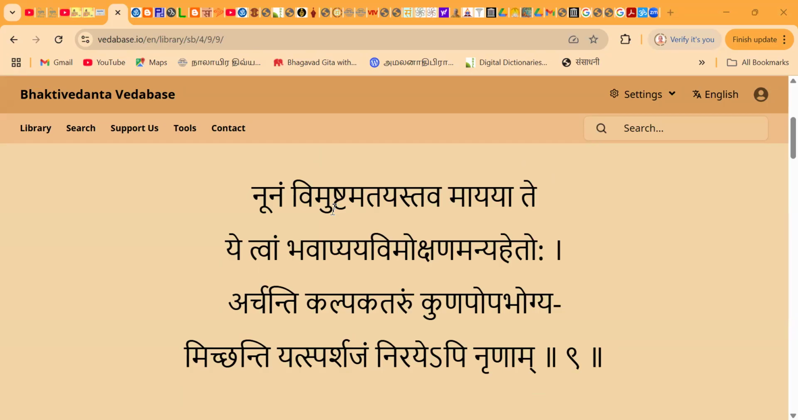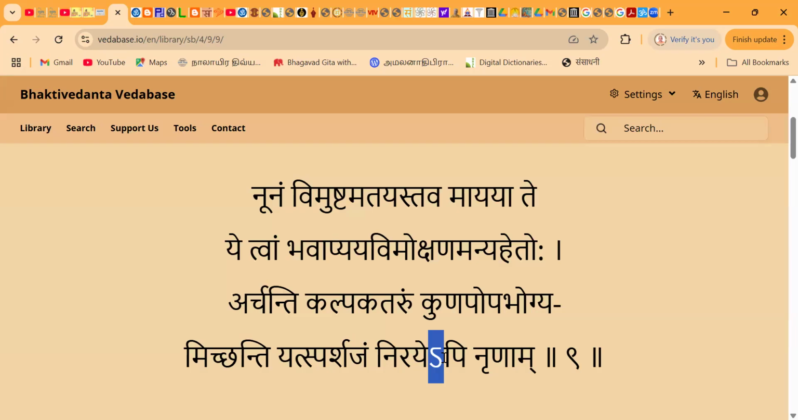The avagraha mark, there is no additional pronunciation. Icchanti yat sparshajam nirayepi nrinam. This symbol is called avagraha, but there is no extra pronunciation for it. You just pronounce it as nirayepi nrinam. That's all. Then why is it kept?